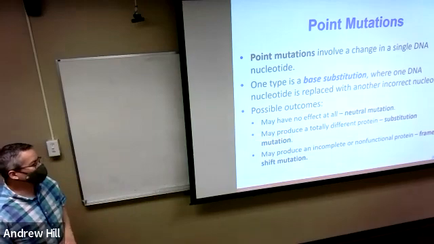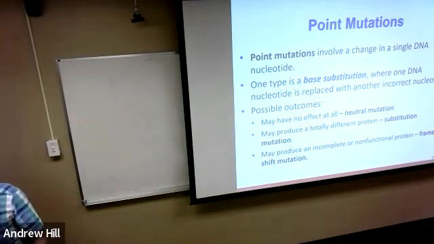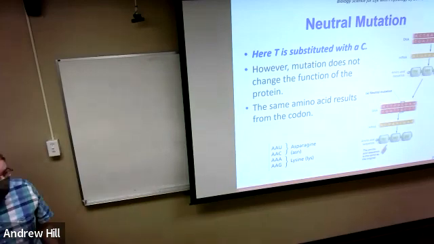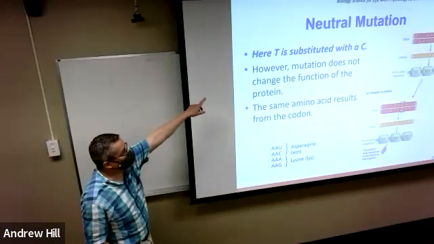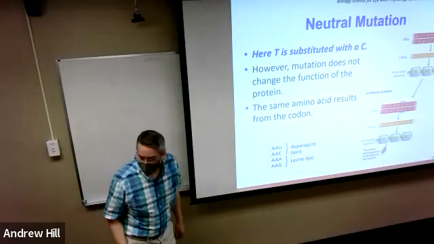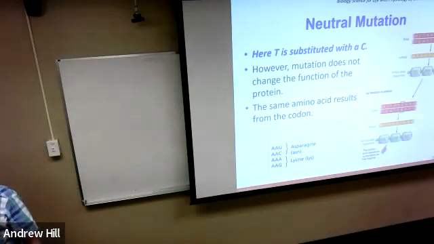And then finally, there's a frameshift mutation, which I'm going to talk about in a second. Let's take a look at the 3 possibilities. Here's the neutral mutation. Here, T is substituted for C. So if we look at this figure, here's the normal sequence, for example, the messenger RNA of AAU.